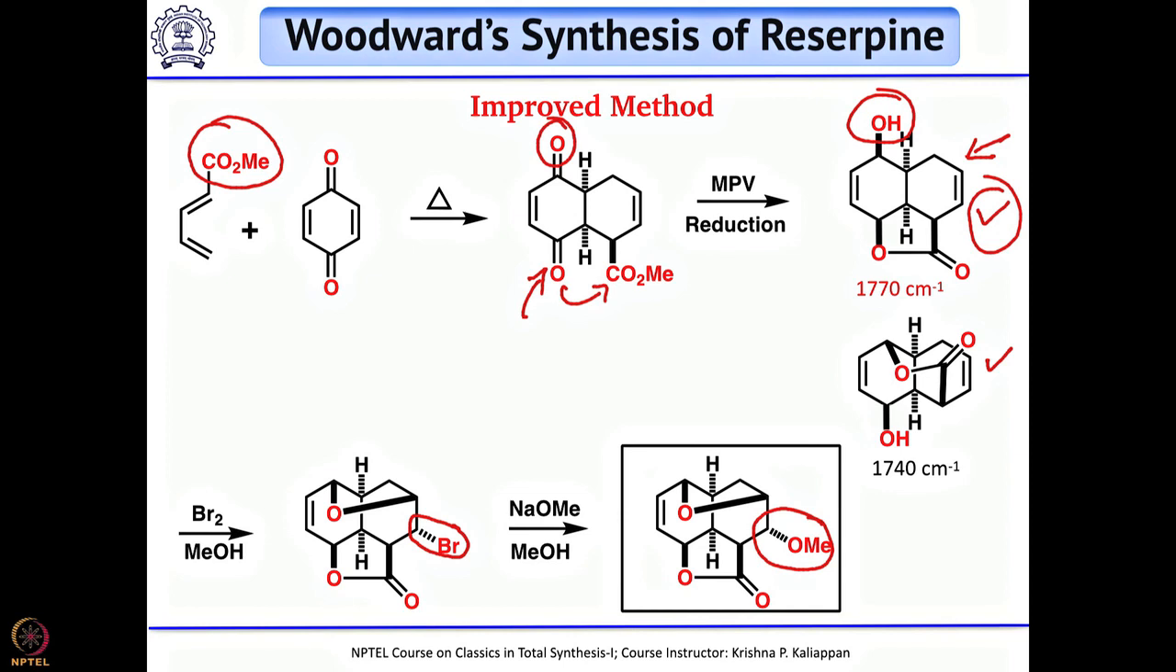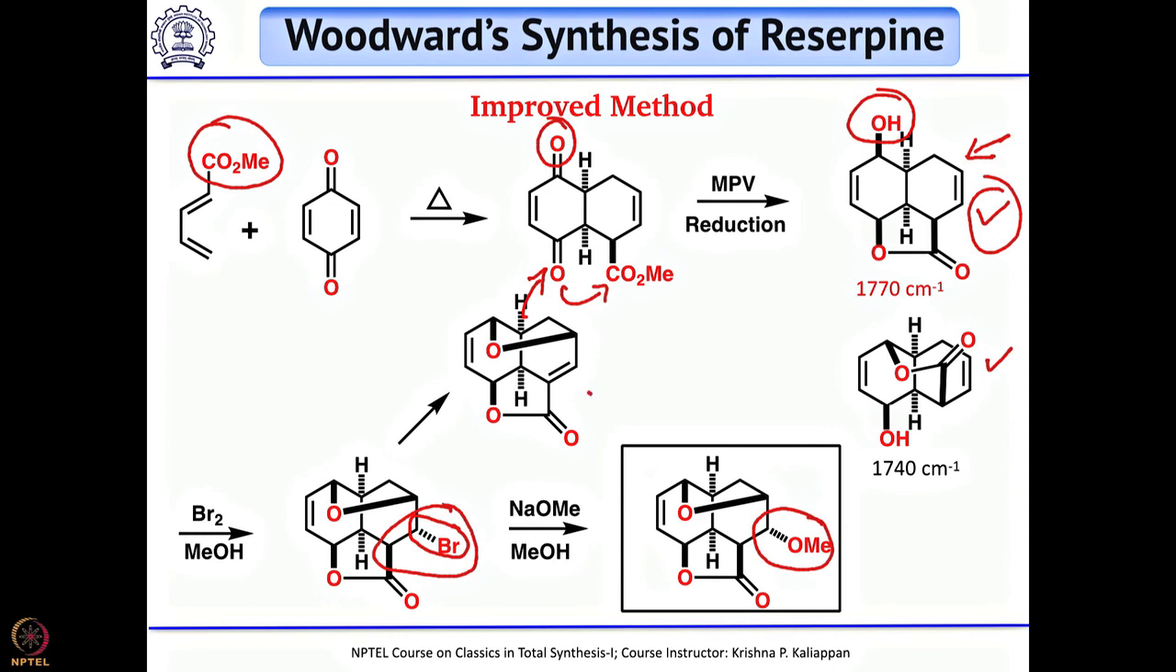So what does it mean? Do you think we are talking about an SN2 reaction? SN2 means the methoxy should be beta. But what is happening is, here the sodium methoxide acts as a base as well as a nucleophile. As a base, it eliminates HBr and then it gives this intermediate.